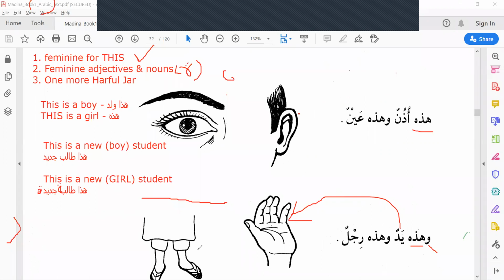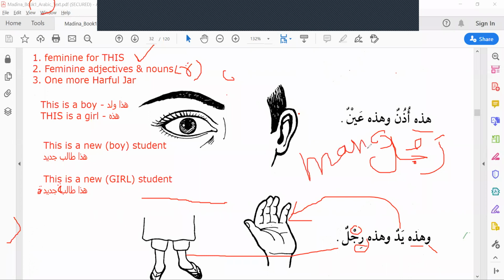Wahadihi rijlun. Leg. Rijlun. Rajulun means man. Ra will get kasra and ja will get sukun. There's a difference between rajulun, which means man, and rijlun, which means leg.